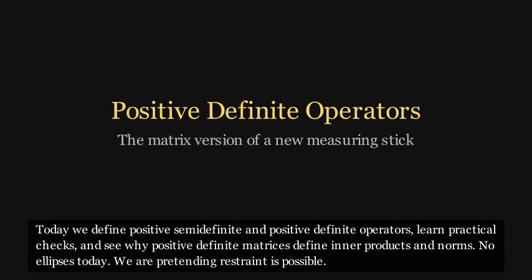Today we define positive semi-definite and positive definite operators. Learn practical checks. And see why positive definite matrices define inner products and norms. No ellipses today. We are pretending restraint is possible.